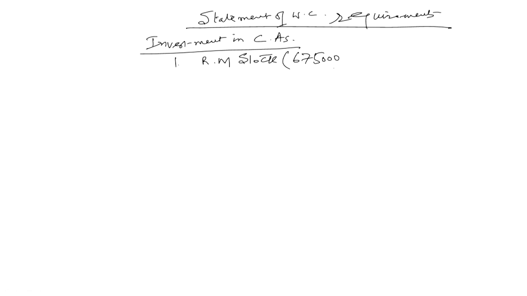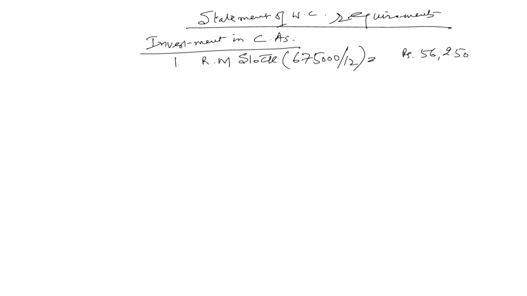So we will have to calculate it as a stock for 1 month. So 675 is for the whole year. It means we have to divide it by 12, as we will be calculating for 1 month. So it is rupees how much? 56,250 rupees worth of raw materials investment will be required. This is the one part.